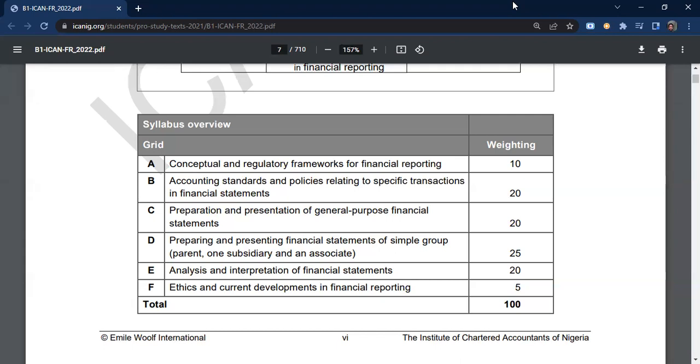We'll also be talking about the quantitative characteristics. What are the characteristics of financial information? Based on this conceptual framework, we have two quantitative characteristics. There's what we call fundamental, and there's also what we call enhancing.